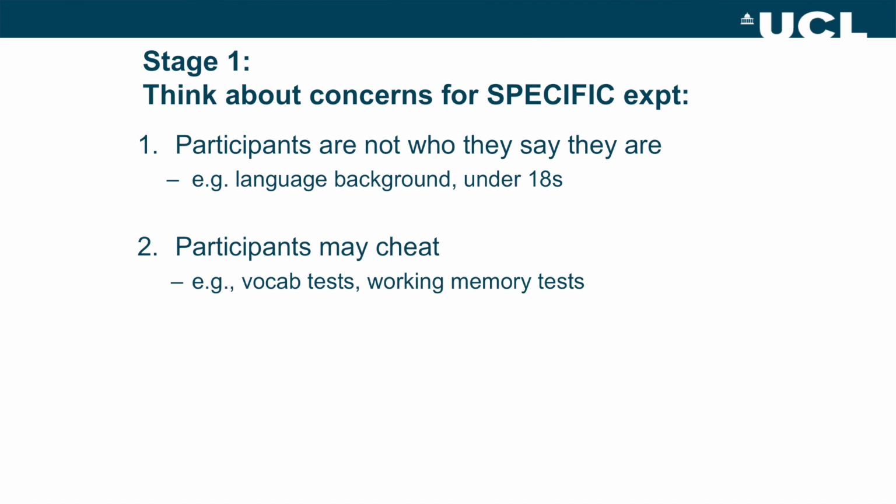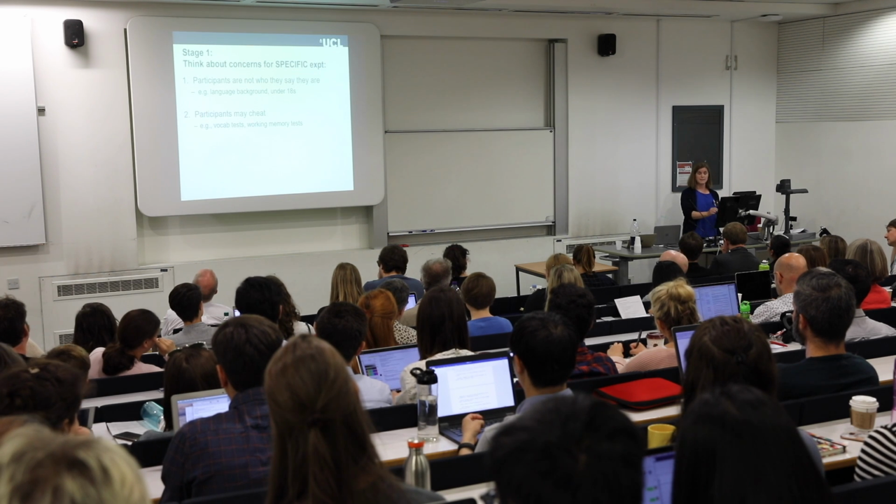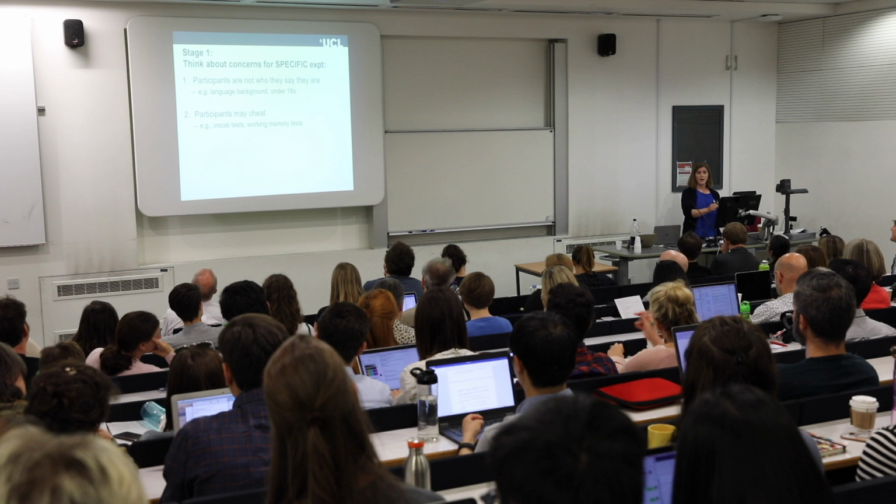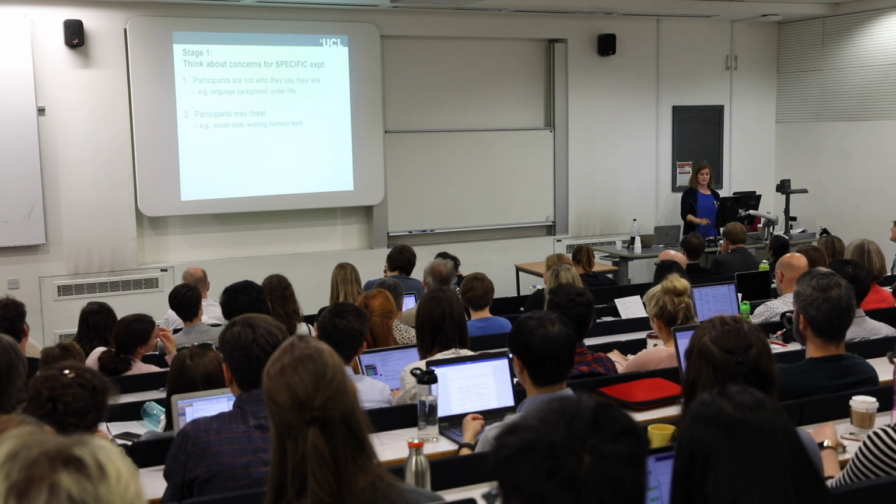But there are tasks where you clearly can cheat. If you're throwing out a vocabulary test, people can look stuff up online. And particularly if they think you're going to throw them off your experiment for not being native English, there's an incentive to possibly cheat. If you're doing working memory tasks, can they be writing down the things they're supposed to remember? But again, these are experiment specific. Is there a way that somebody could cheat for your specific experiment?